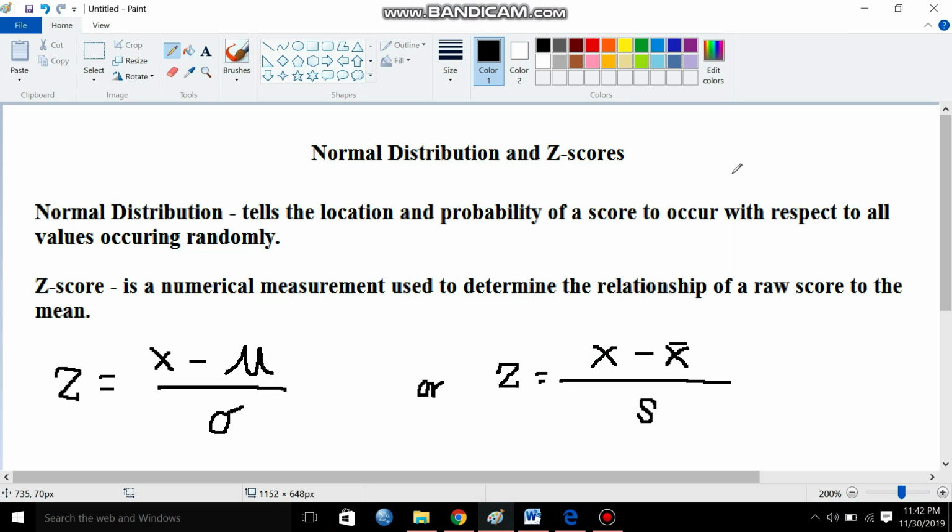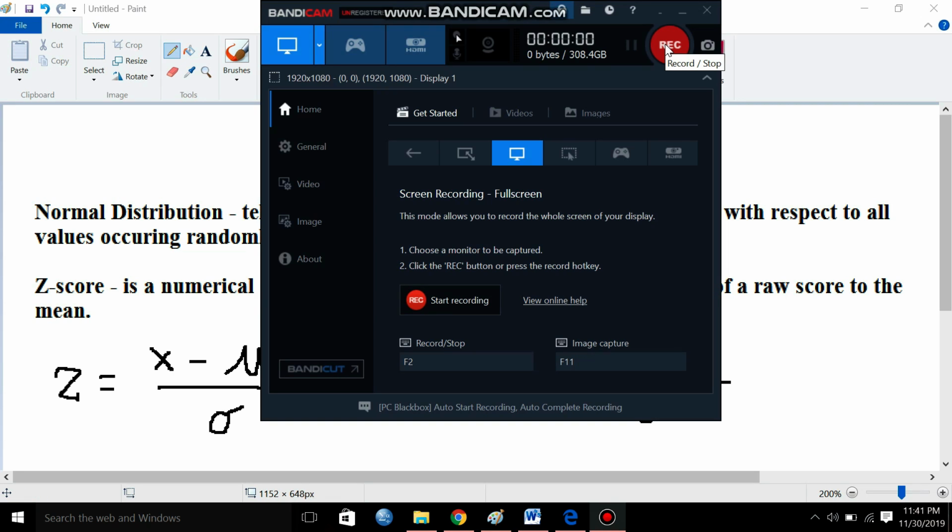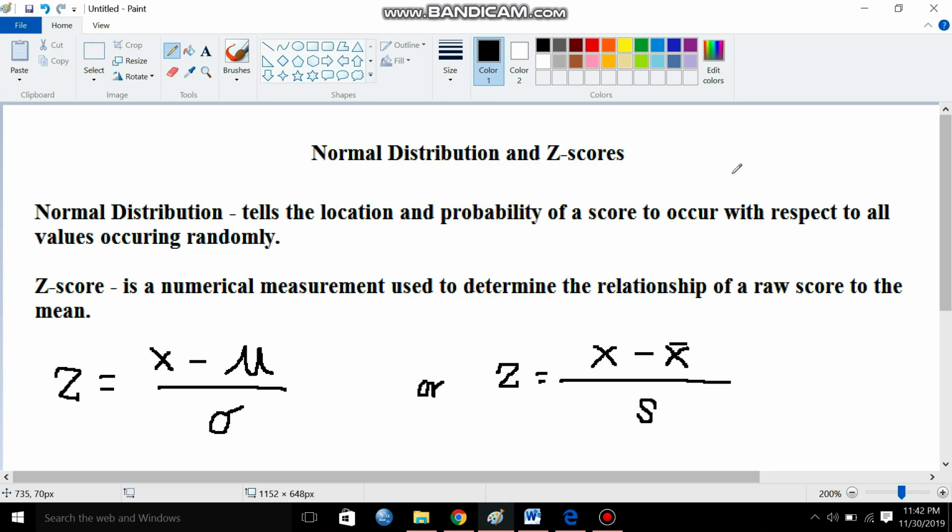The concept of normal distribution is used whenever you want to, for example, conduct a study on the age of students or the scores of the students in a national achievement test. Since it involves a large number of population or a large number of subjects, we can graph what we call a normal distribution from that example.